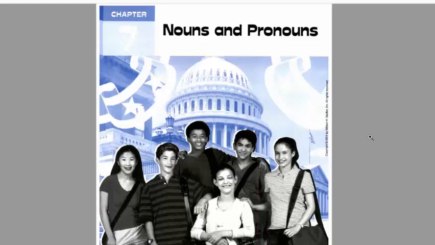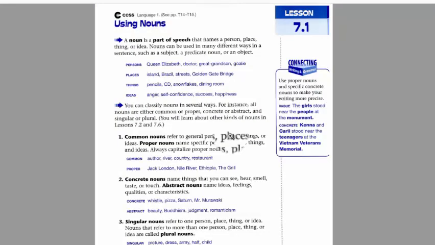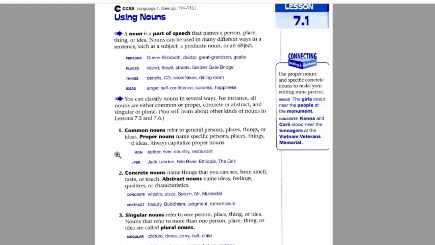We will quickly go over all of the lessons in chapter 7. Lesson 7.1 was about using nouns. We learned that a noun is a part of speech that names a person, place, thing, or idea. And we have studied that there are three types of nouns. Nouns can be either common or proper. The common nouns are general, proper nouns are specific. They name specific people or specific places or animals or things, and they are always capitalized.